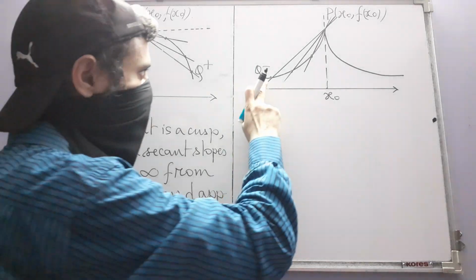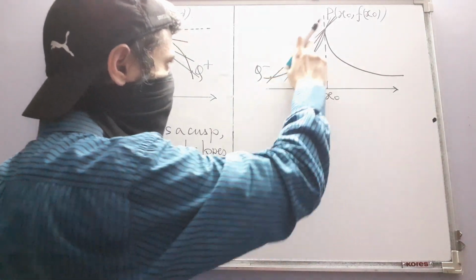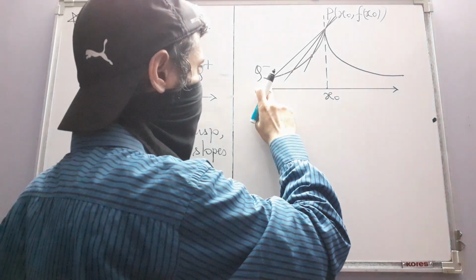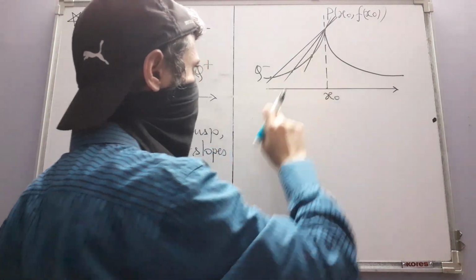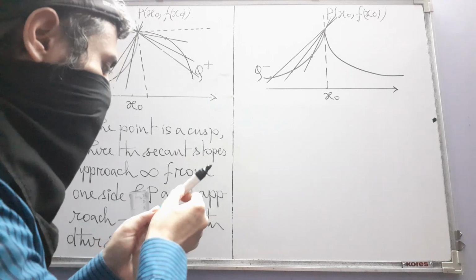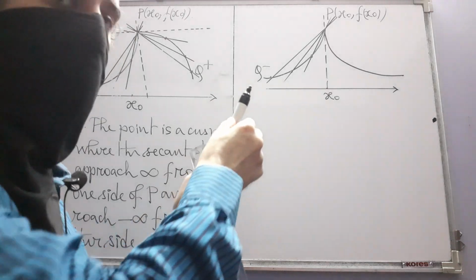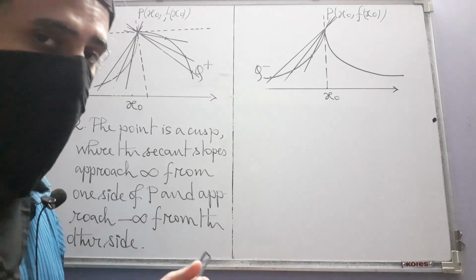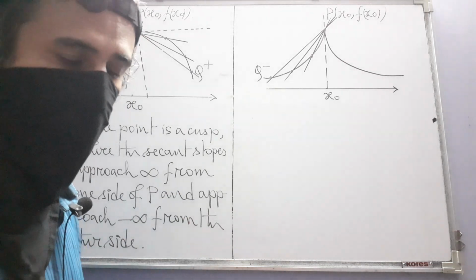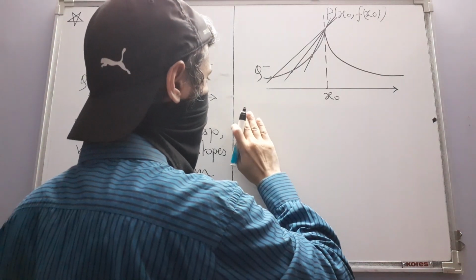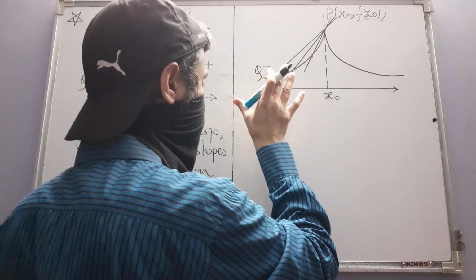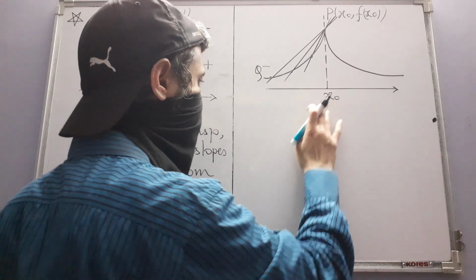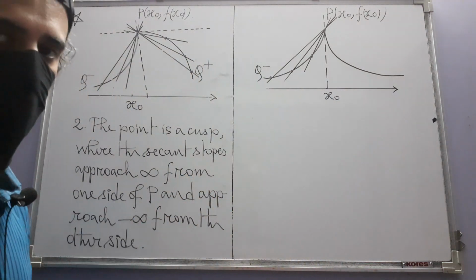Note that all these lines have positive slope. And as you move Q towards P, the slope is increasing. The lines are getting steeper and steeper. And in doing that, the slopes approach plus infinity. And so, the left-hand derivative of our function at x naught approaches plus infinity.